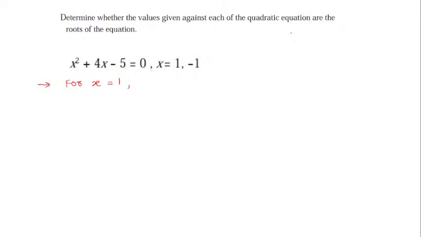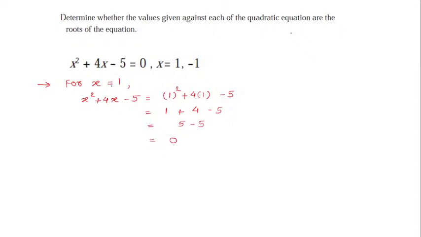So the equation is x square plus 4x minus 5. So x square plus 4x minus 5 is equal to 1 square plus 4 into 1 minus 5. So 1 square is 1 plus 4 into 1, that's 4, minus 5. 1 plus 4, that's 5, minus 5, that is equal to 0. So for x is equal to 1, we get x square plus 4x minus 5 is equal to 0.